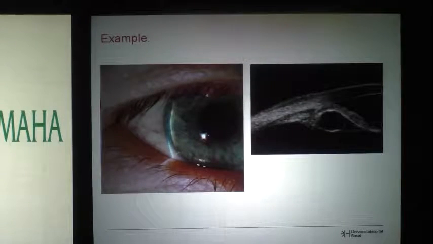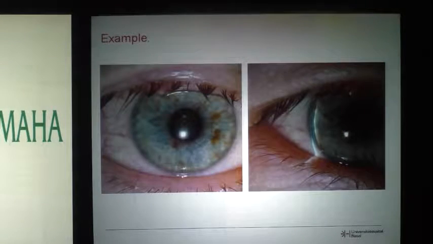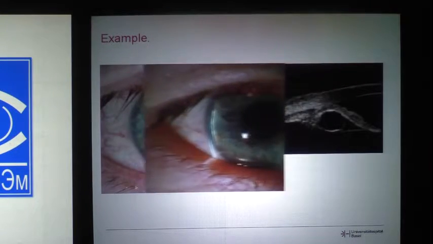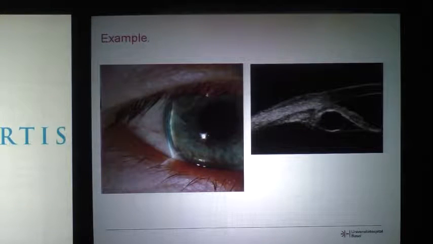Now the case is here already. As you see here, there's a very narrow slit, and you might think it could be an angle closure glaucoma. And if you do a UBM, as I just showed before, there's a large cyst just closing up the angle at that position. So UBM is my preferred method in addition to gonioscopy.